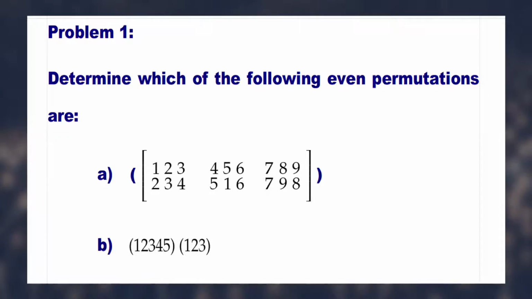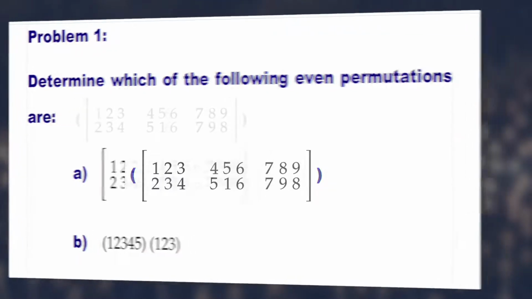1 goes to 2, 2 goes to 3, 3 goes to 4, 4 goes to 5, 5 goes to 1, 6 goes to 6, 7 goes to 7, 8 goes to 9, 9 goes to 8. The next sum is the cycle of 1, 2, 3, 4, 5, the cycle of 1, 2, 3. Let us see the solution.